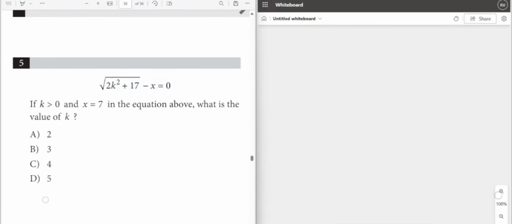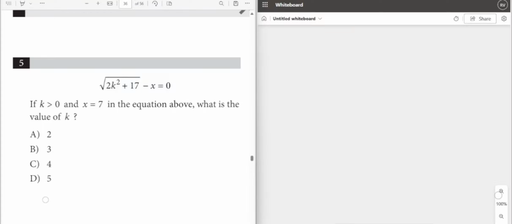So then we get the square root of 2k squared plus 17 equals 7, right? And now I'm looking at, okay, we gotta square both sides because we gotta find out what k is. If you square both sides, the right side is gonna equal 49, and the left side is gonna be 2k squared plus 17. Then you gotta get 17 out of there. Subtract 17 from the right side, so 49 minus 17 will equal 32. Then 2k squared equals 32, and you divide by 2, so you get k squared equals 16. Square root both sides, k equals plus or minus 4.